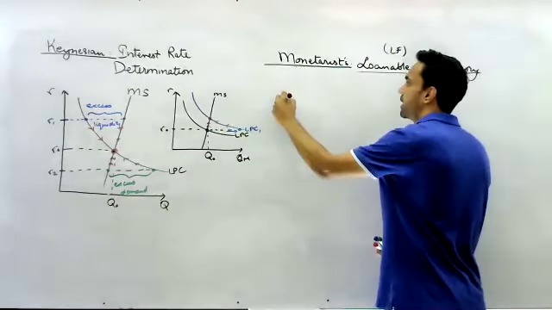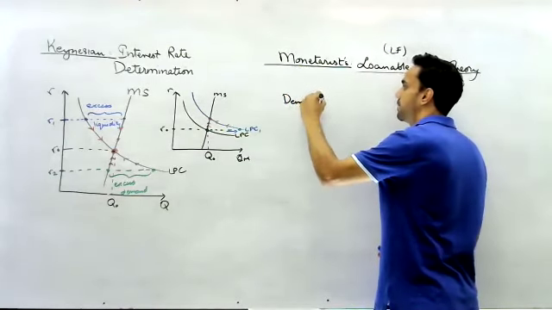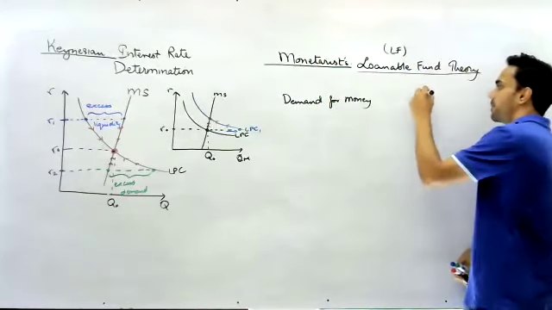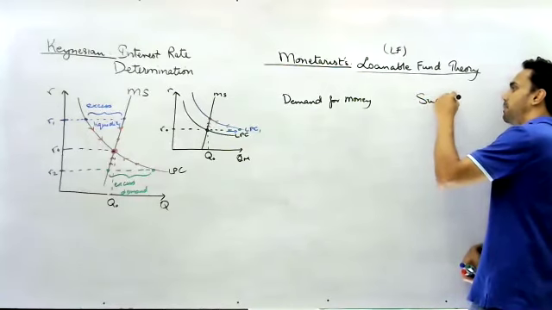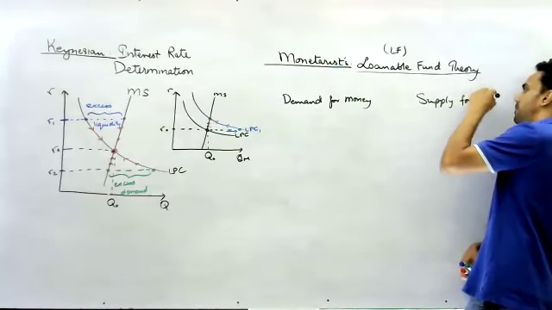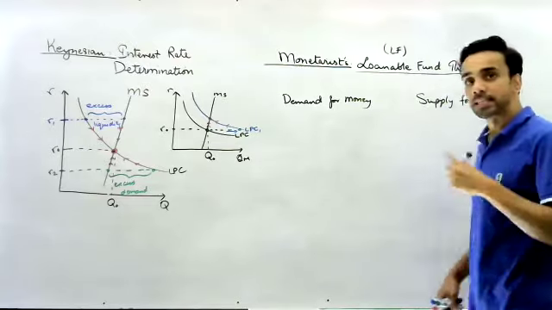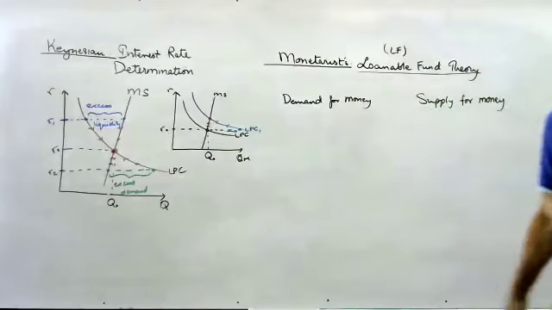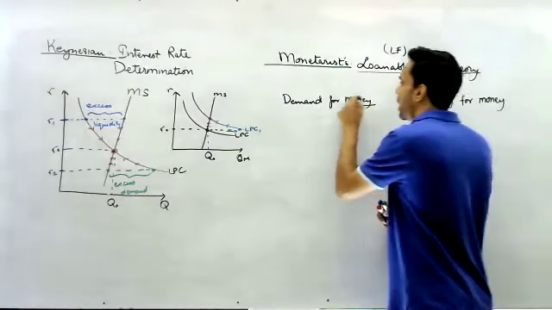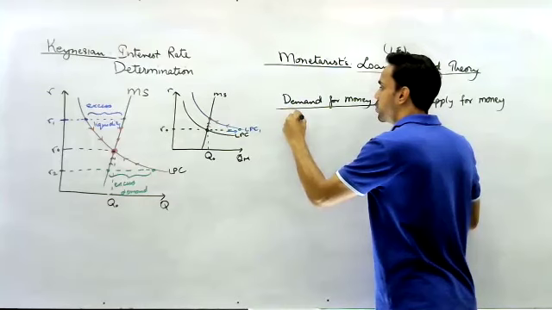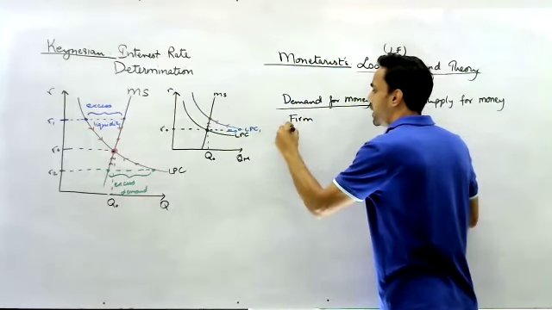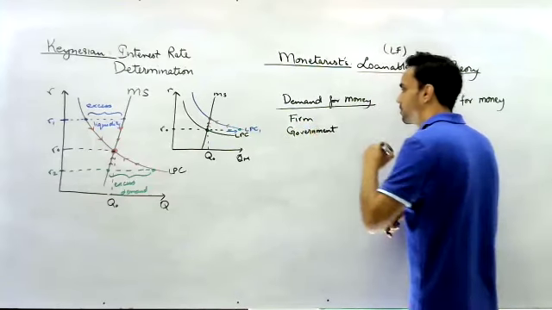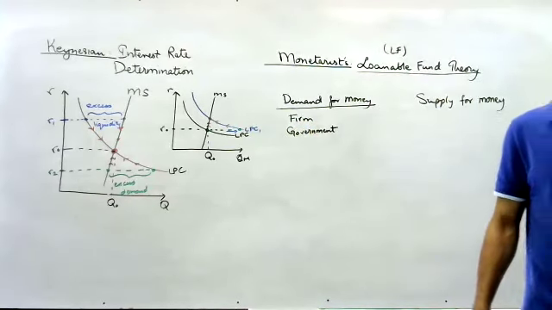लोनेबल फंड थ्योरी कहती है, well there is demand for money, ये जो बोरो करना चाह रहे हैं, and then there is supply for money, ये जो लेंडिंग के लिए है. ठीक है, demand for money is people who want to borrow, and who wants to borrow? We say it could be the firms who want to borrow, it could be the government who wants to borrow. Okay, whoever wants to borrow.